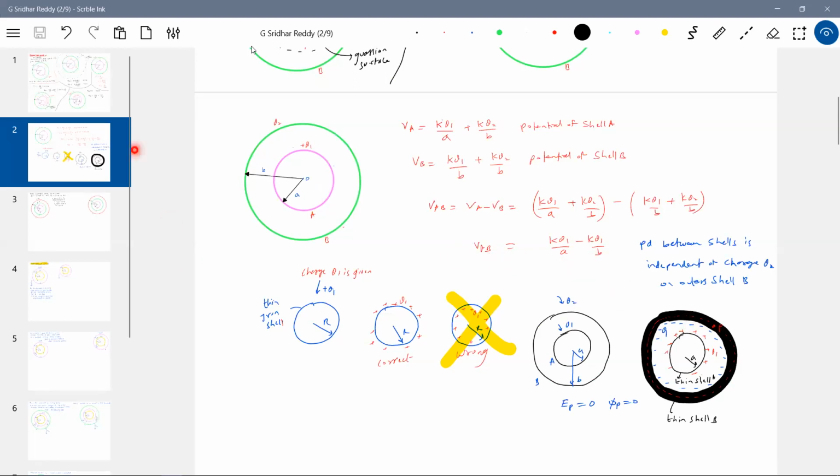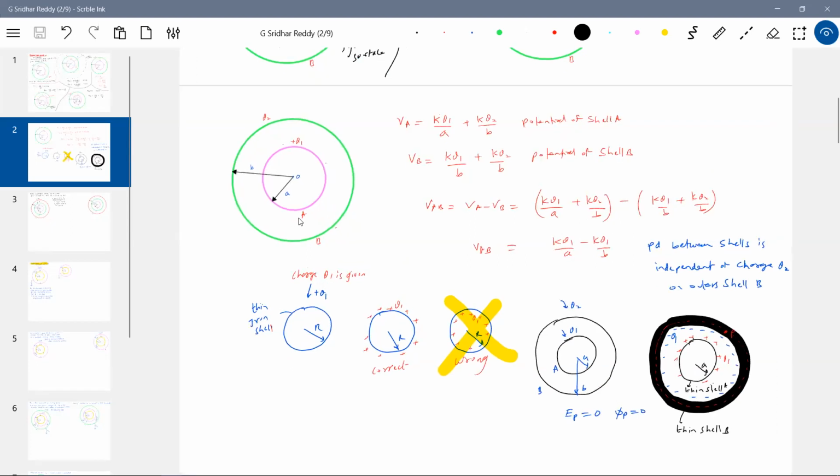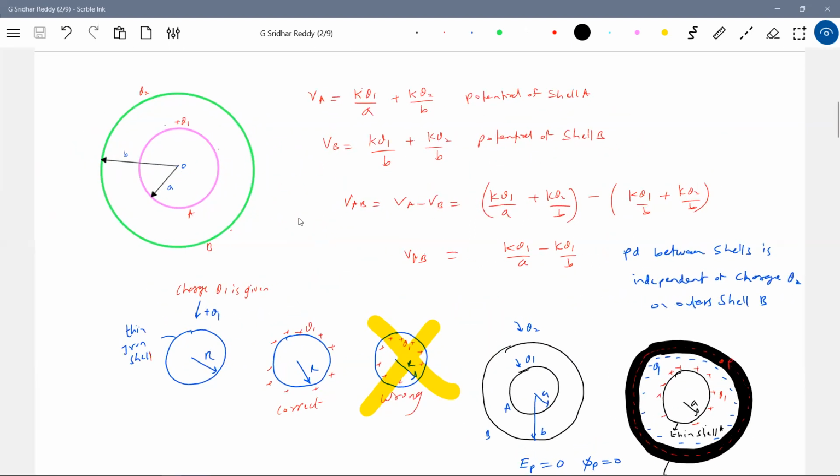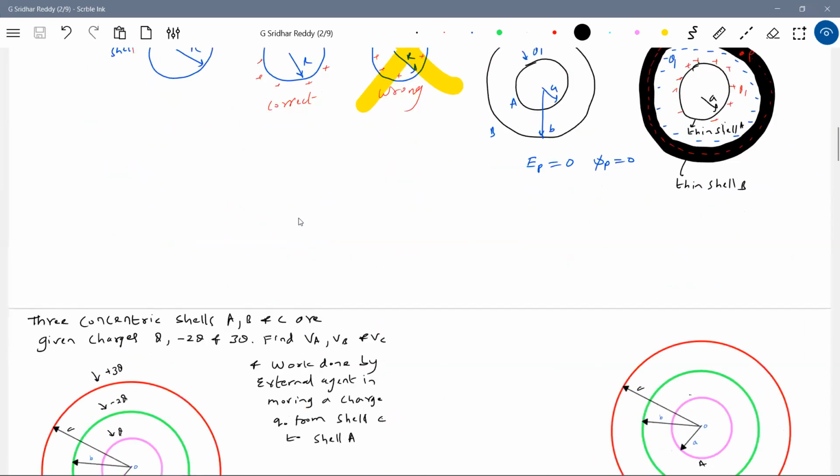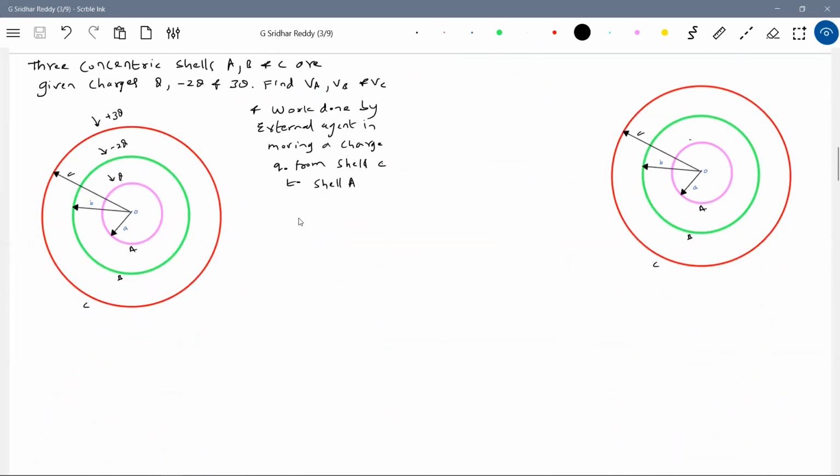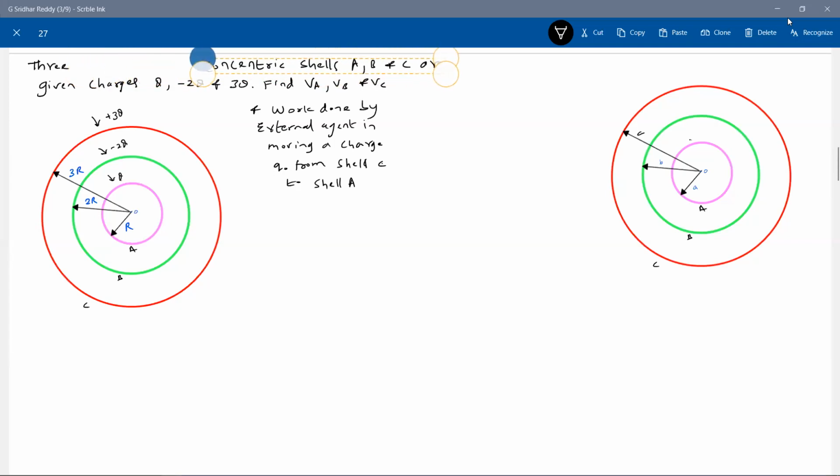Okay, similarly, we'll start with three shells. It will become good practice for us. So we have, I think I'll write radius R, 2R, 3R. Three concentric shells, three thin concentric conducting shells. Read this one. Meanwhile, I'll add that thin conducting.